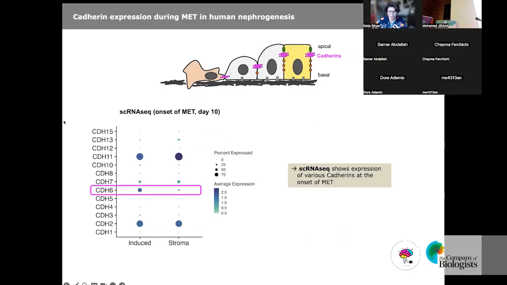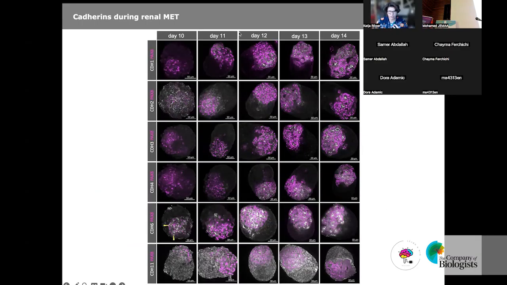If we look at all the cadherins we can detect early in our sequencing data set, then CDH6, cadherin 6, seems to be the one that is, at day 10 already, at the start of polarization, much more expressed in the induced cells. And we can also see this at the protein level. If we look at antibody staining for many different cadherins, then cadherin 6 at day 10 is already present and is only present in the induced cells that will form the nephron tube. And E-cadherin, CDH1, comes on a couple of days later in the protocol.